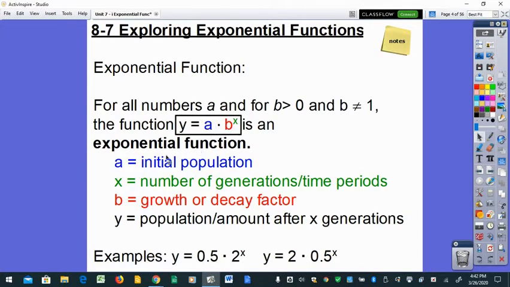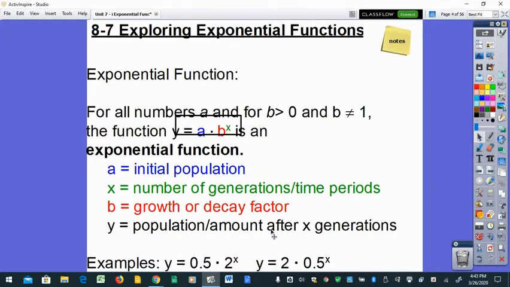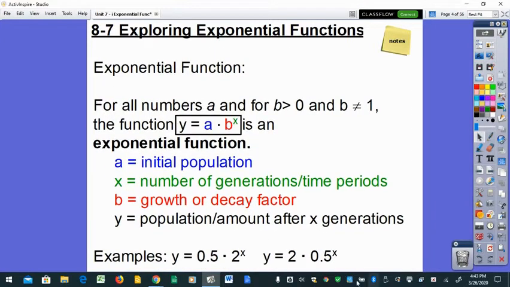You'll see that A is our initial population or the initial amount of money or whatever we started with. The B is either a growth or a decay factor. And you're going to remember that it was growth if it was greater than 1 and decay if it was less than 1. And if the B equaled 1, the function didn't change. And the exponent of x is the number of time periods, or the number of generations. And our y, our output variable, will be the population or the amount of money after x generations. So here are 2 examples down the bottom of exponential functions.